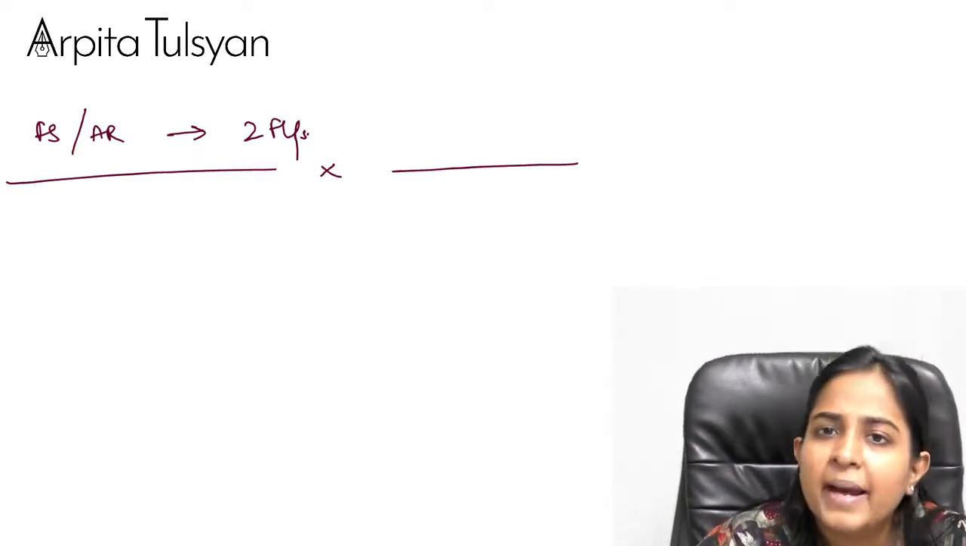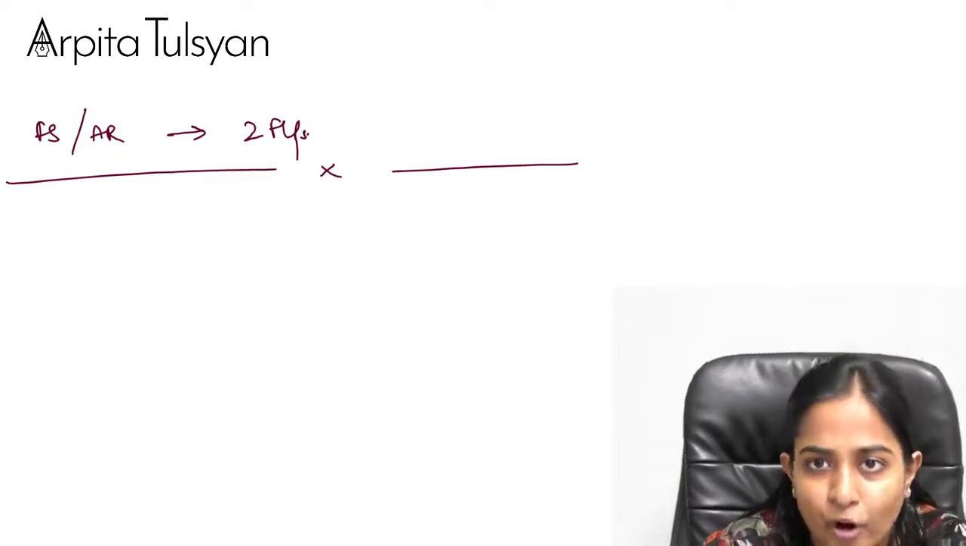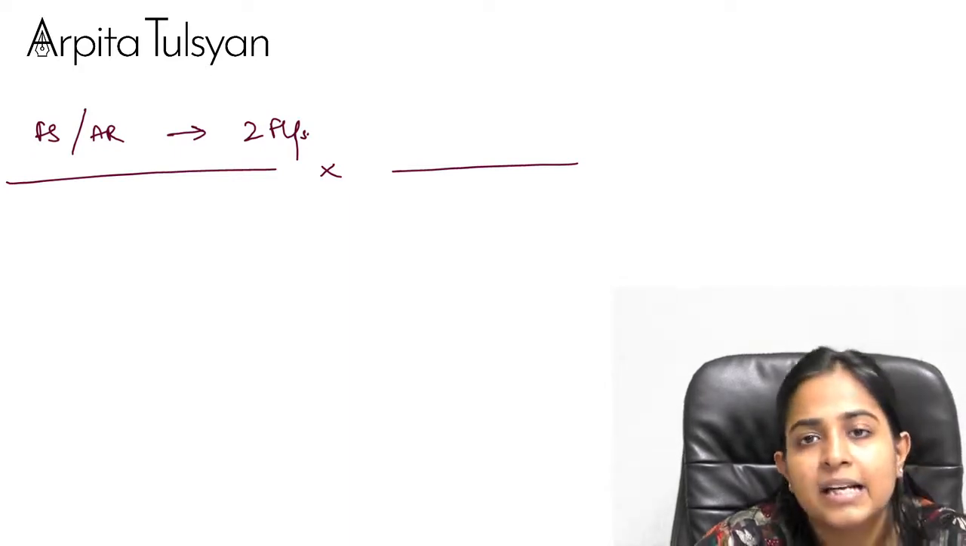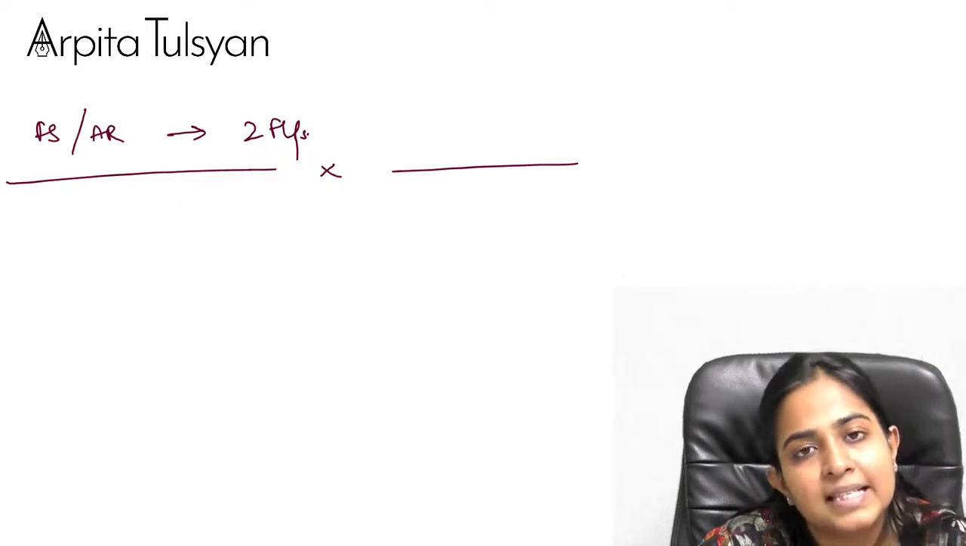Then what is the benefit? Why do we want to get our name entered in the register of dormant companies? What's the benefit of that? So now the thing is, the compliances get reduced. Okay, the first benefit is that the compliances get reduced.